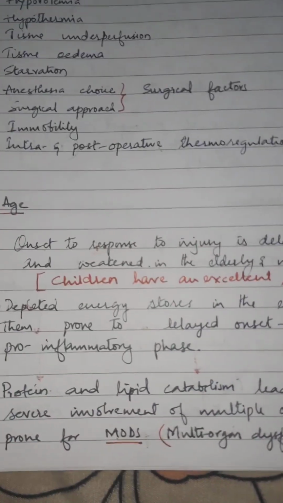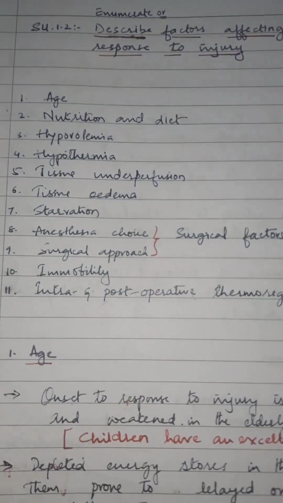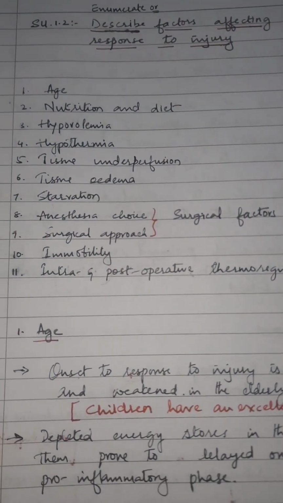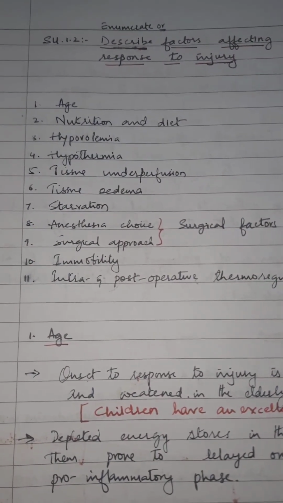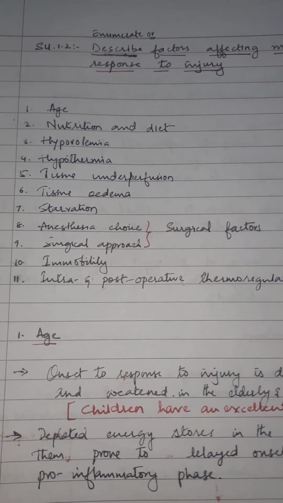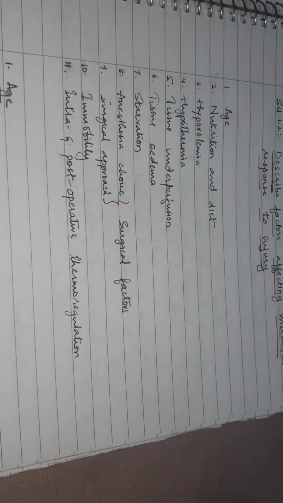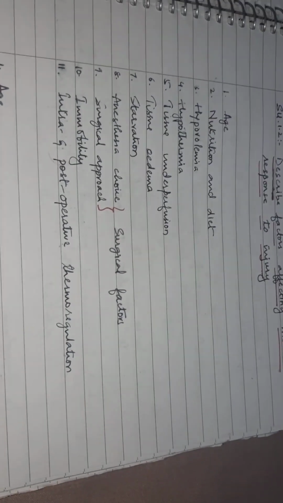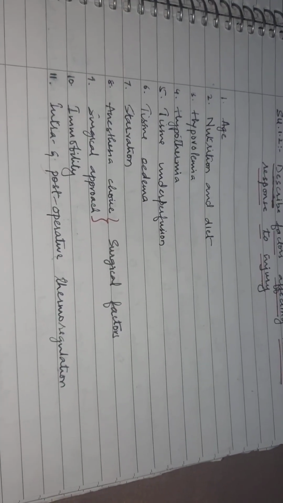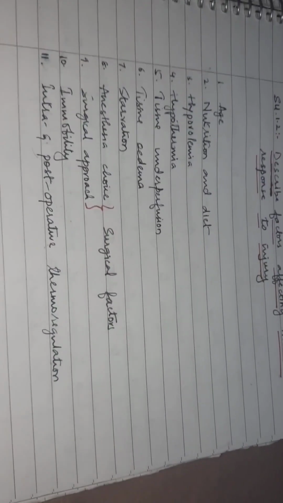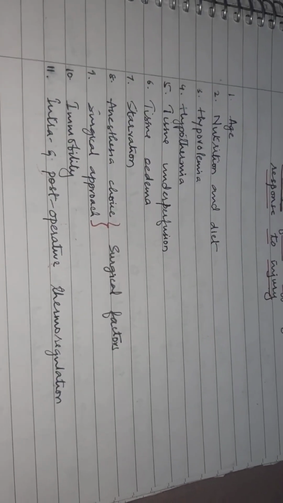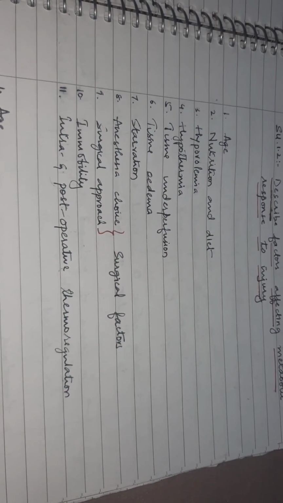First is age, second is nutrition and diet, third is hypovolemia, fourth is hypothermia, fifth is tissue under perfusion, sixth is tissue edema, seventh starvation, eighth anesthesia choice and surgical approach, both are surgical factors, tenth immobility, which may also be a surgical or post surgical factor, and eleventh is intra and post operative thermoregulation. It is an operative and anesthetic factor both.